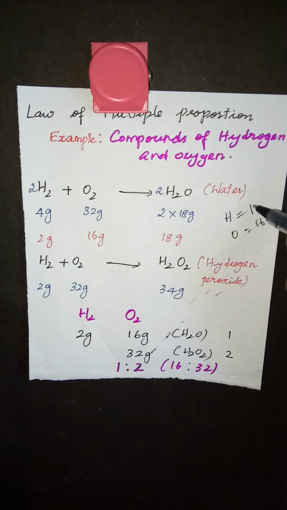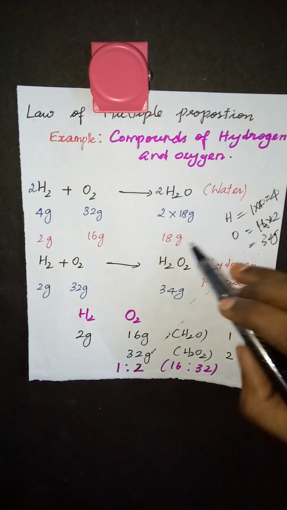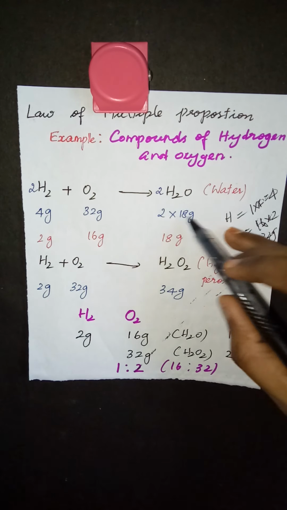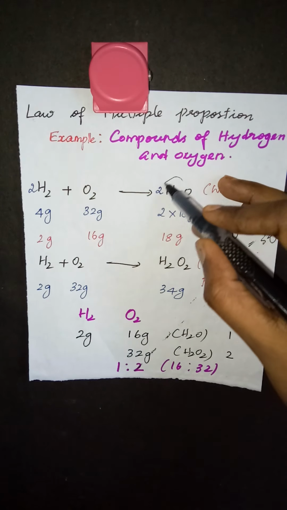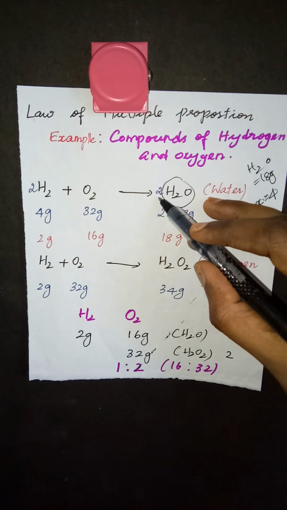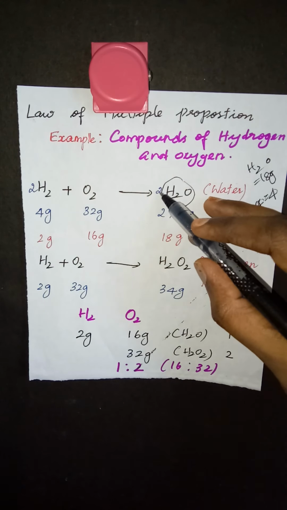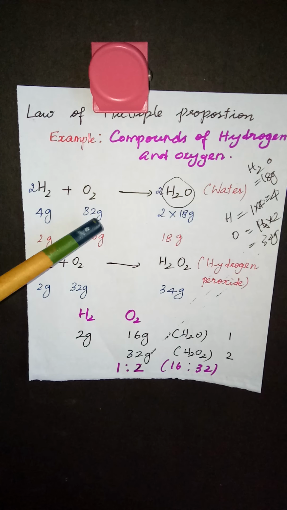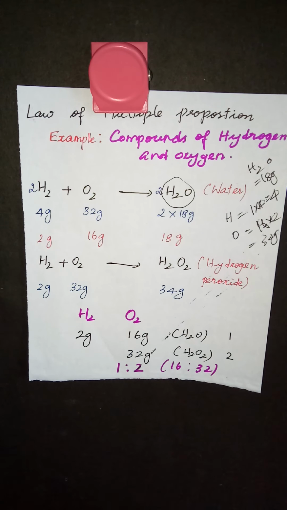And oxygen, 1 oxygen is 16 gram. And there are 2 oxygens. So 16 into 2 will be equal to 32 gram. So totally we have 2 into 18 gram, which means the mass of H2O is equal to 18 gram. There are 2 moles, so we are writing 2 into 18 gram. You can multiply it and write, just to show the cancellation, I have written it as 2 into 18 gram. So we have 4 grams of hydrogen, 32 gram of oxygen and 2 into 18 grams of water molecule.